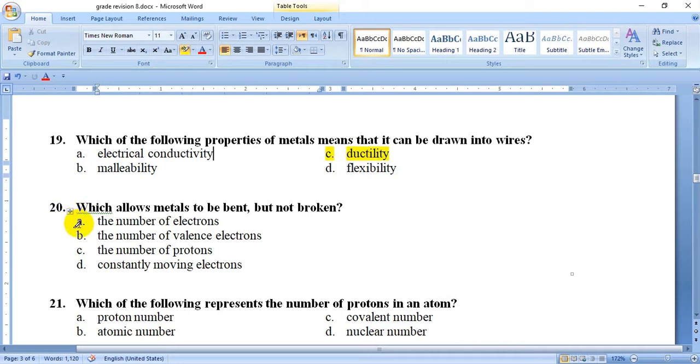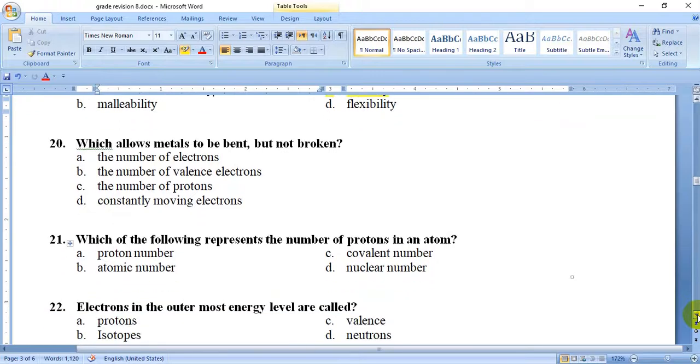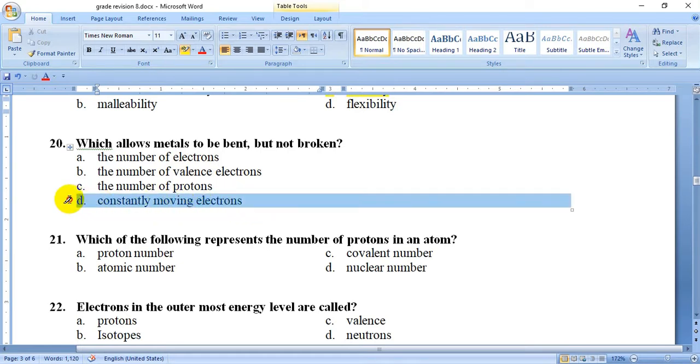Question 20, and this is the last question for this video. Which allows metals to be bent but not broken? Why do metals bend easily? Because of the number of electrons, the number of valence electrons, the number of protons, or constantly moving electrons. Constantly means always moving electrons. Yes, this is the reason why metals can be reshaped.